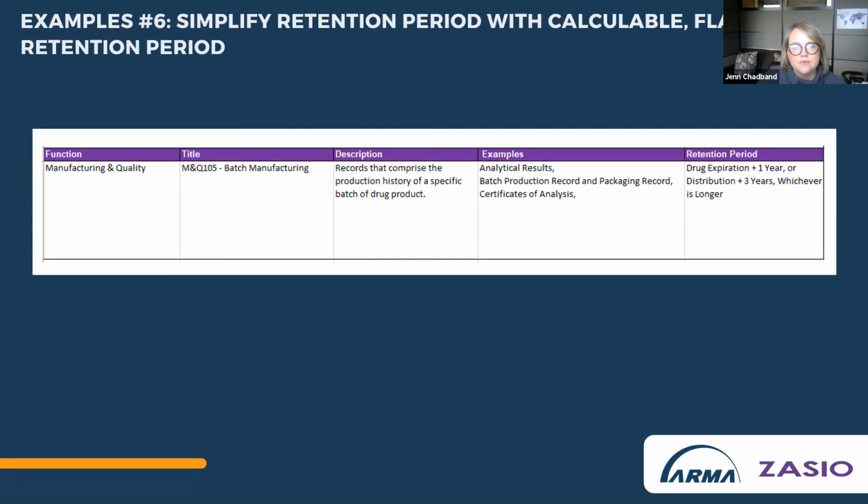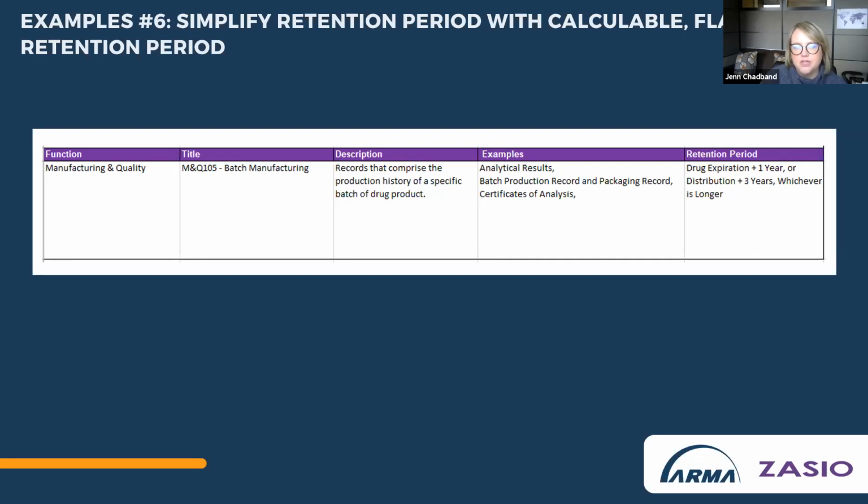So here's an example of a pharmaceutical record series that relates to batch manufacturing for drug products. Now, this is, I think, a really great quintessential example. This might be a bigger bucket record series. It might relate to a lot of different types of drug products. All of them really can have different event triggers.